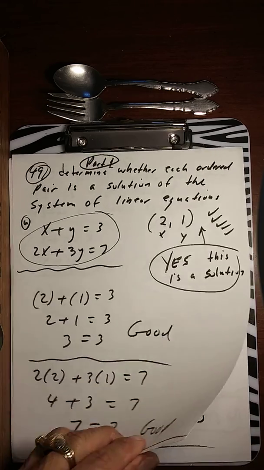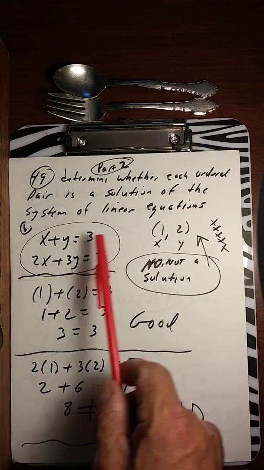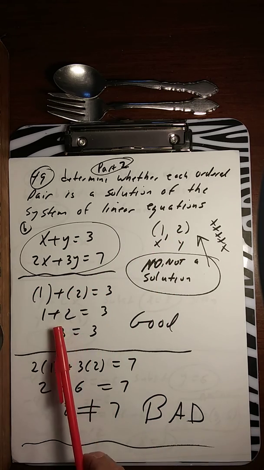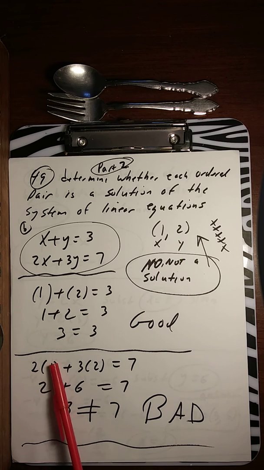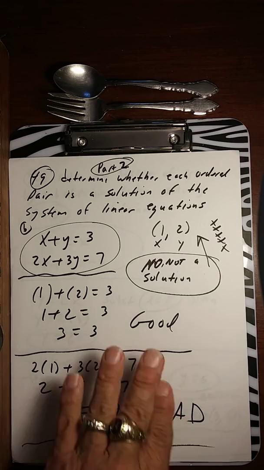Part 2. Determine whether each ordered pair is a solution of the system of linear equations. 1, 2. Put it in there. 1 plus 2 is 3, that's okay. Put it in the second one. 2 times 1 is 2. 3 times 2 is 6. 6 plus 2 is 8. It's not equal to 7. Bad. So no, this is not a solution of that system.